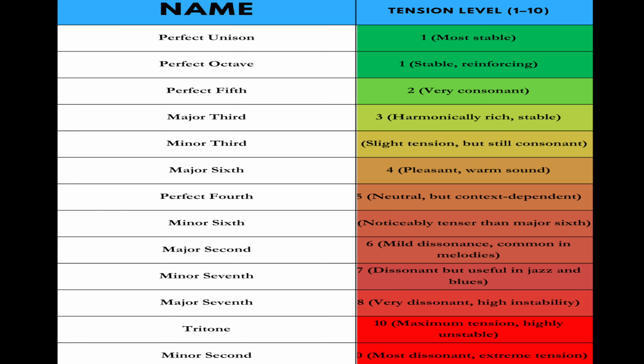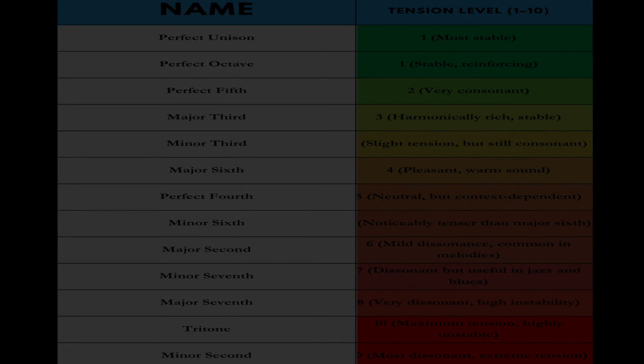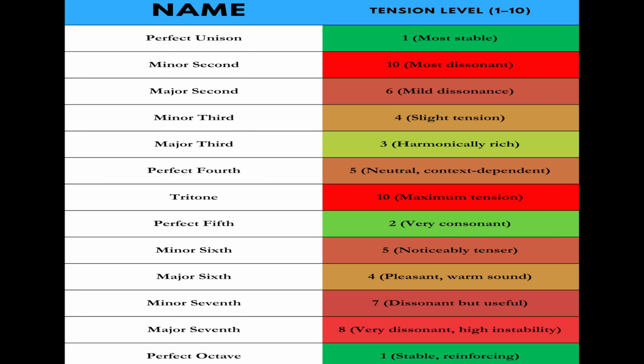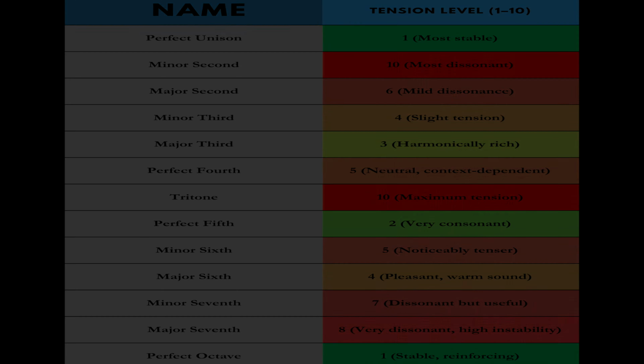Here's a table of all 12 intervals from least tense at the top to most tense at the bottom. This is the same table but ordered by distance, with the notes closest together at the top and the notes furthest apart at the bottom. That's a little bit about the theory of intervals. But how do we create tension, then release with melody?